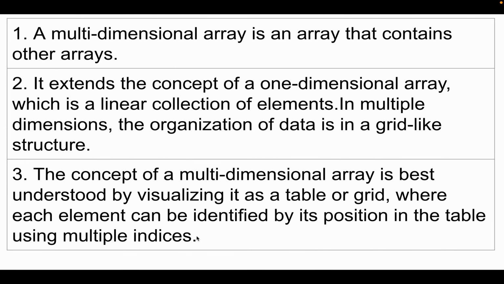Number 1. A multi-dimensional array is an array that contains other arrays. Number 2. It extends the concept of a one-dimensional array, which is a linear collection of elements. In multiple dimensions, the organization of data is in a grid-like structure.